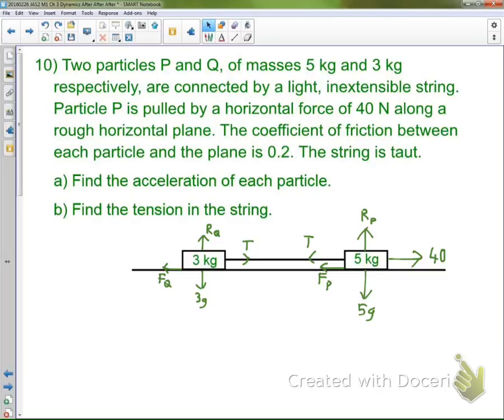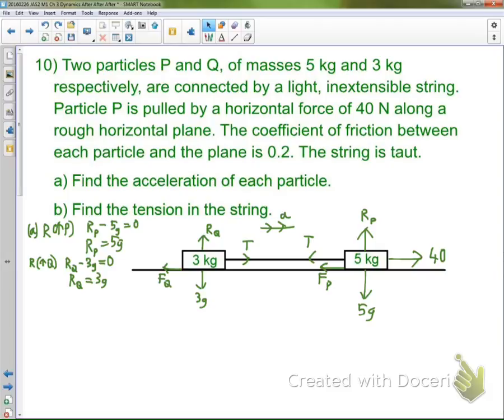So, first we want to find the acceleration of the whole system. Since they're connected by a string, this is going to be the same for both particles. But since we don't know what that friction is, we want to figure out what the reaction force is first, and then find friction using the coefficient of friction. So, if we resolve vertically for P, we get Rp minus 5g is equal to 0. So then we know the reaction force at P is equal to 5g. Doing the same for Q, we find that Rq minus 3g is equal to 0. So then Rq is equal to 3g.